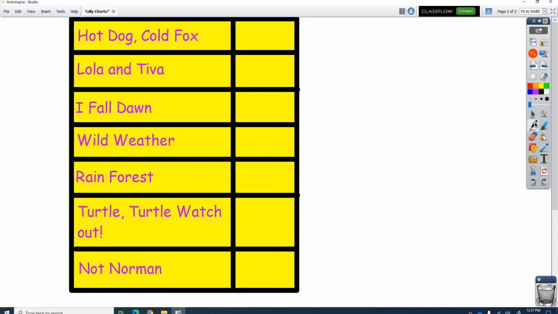So I'm going to make a tally chart to show the data that we found when we wanted to know which story most people voted for. So, drum roll please. Here are the votes that we had for the stories. Alright, so Hot Dog Cold Fox got this many votes. And Lola and Tiva got this many votes.